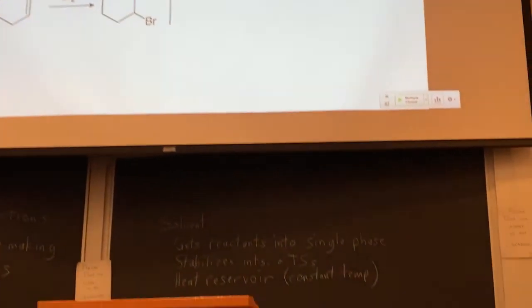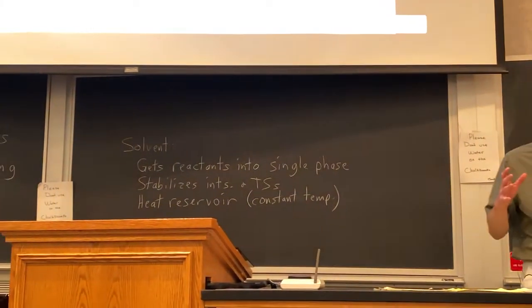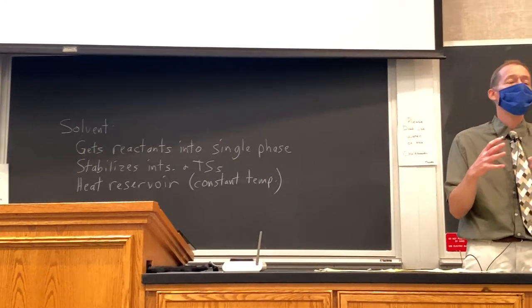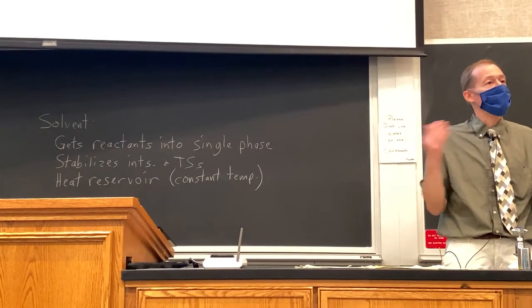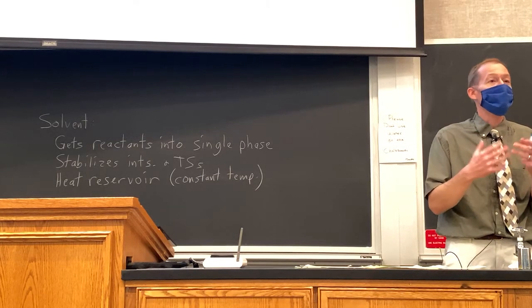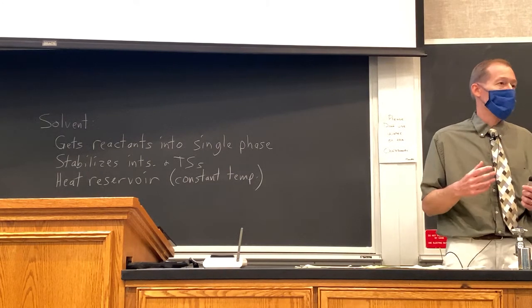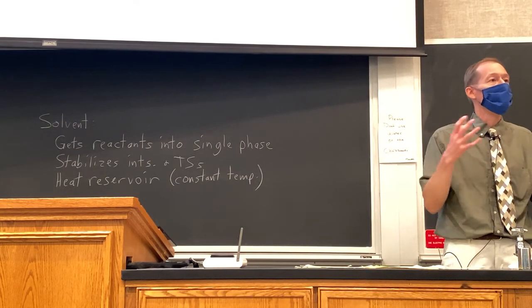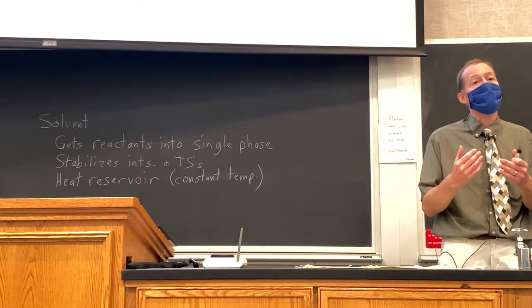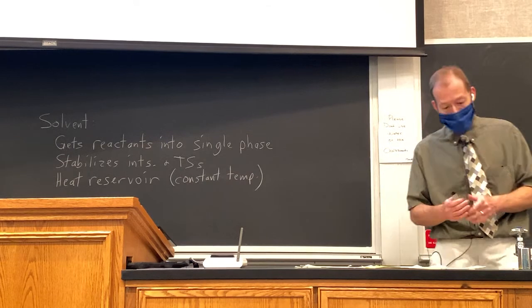So the first thing a solvent does is it gets the reactants into a single phase. In order for a reaction to occur, the reactants must collide. And it's much easier for them to collide if they're in the same phase. So if both of the reactants dissolve in the solvent, then they are in the same phase and much more likely to collide with each other.